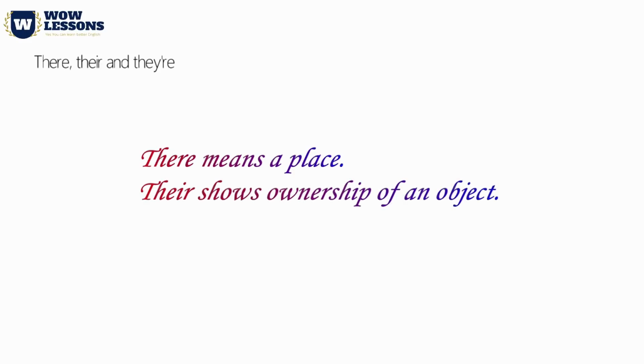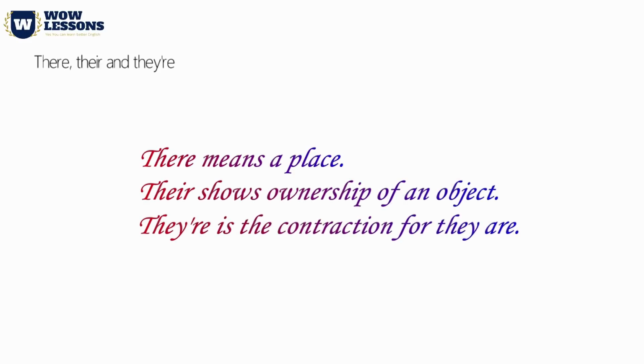The second group of 3 words often confused is there, their, and they're. For this case, remember that there means a place. Their shows ownership of an object. And they're is the contraction of they are.